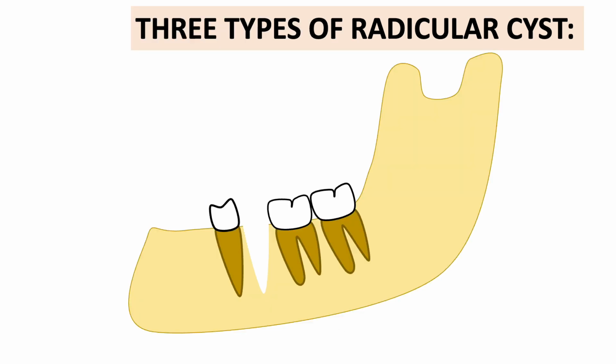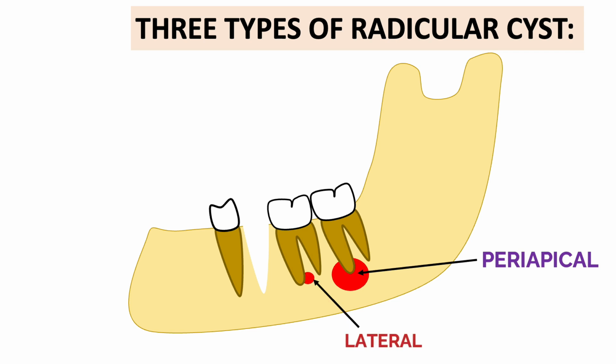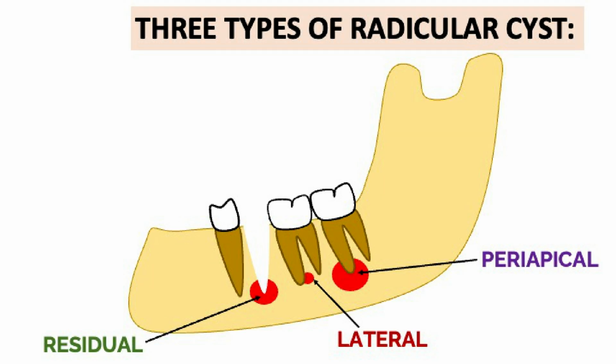So basically they are of three types. First one, we have a periapical. As you can see, it is found at the apex. Then second one, we have a lateral, which is found along the side of the tooth root. Then the third one is the residual. So it persists in the tooth extraction socket following tooth removal, as you can see in the figure. So all these classifications are based upon their location in relation to the tooth.